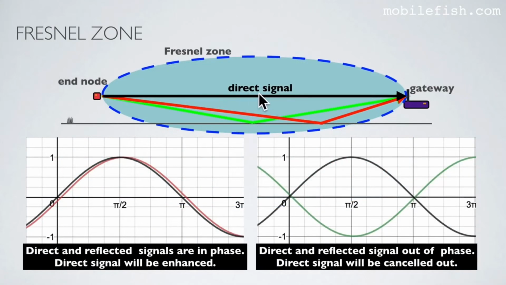This is the direct signal from end node to gateway, and these two are the reflected signals. In this graph, the direct and reflected signals are in phase. The direct signal will be enhanced. In this graph, the direct and reflected signal are out of phase. The direct signal will be cancelled out. In general, avoid objects within the Fresnel zone, because it has a negative impact on your signal strength.